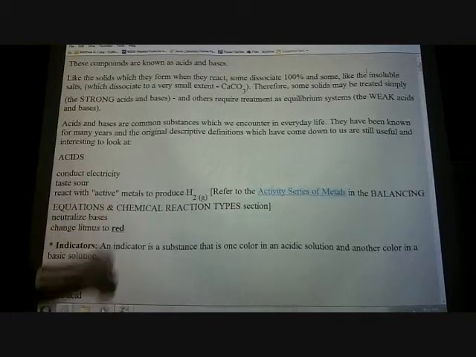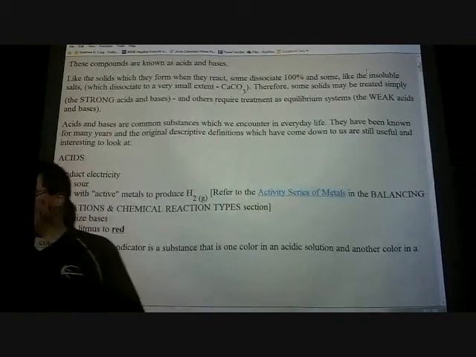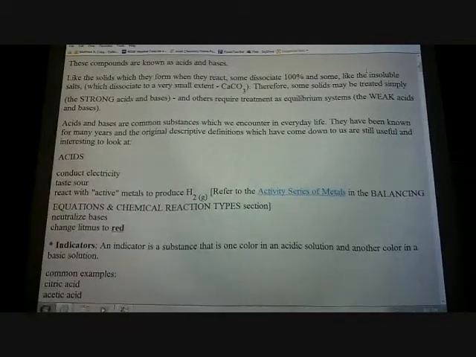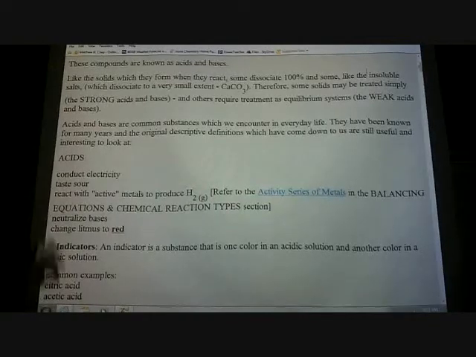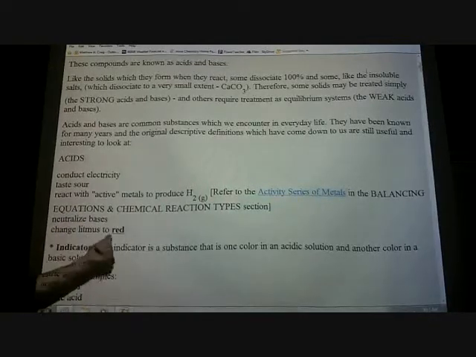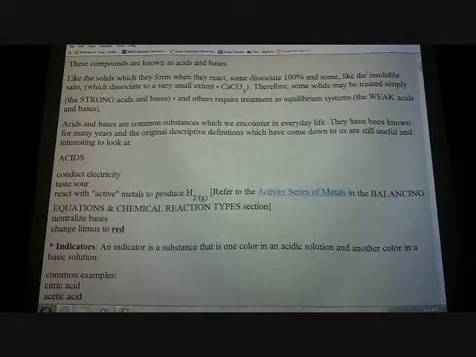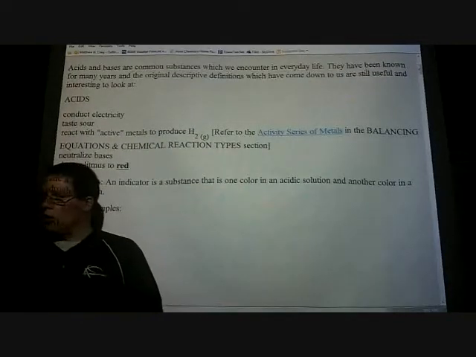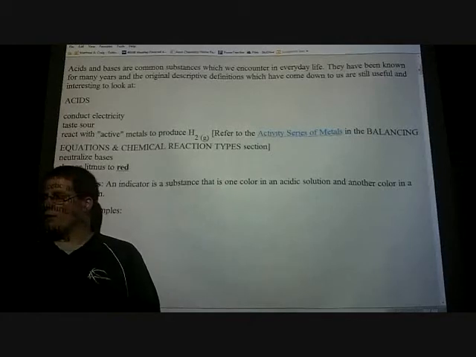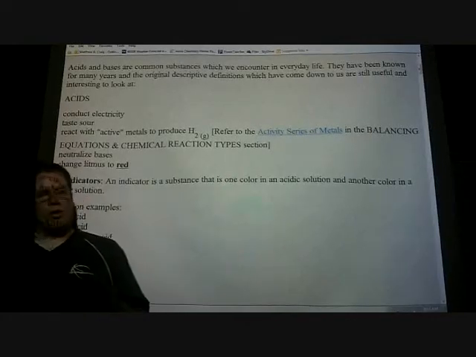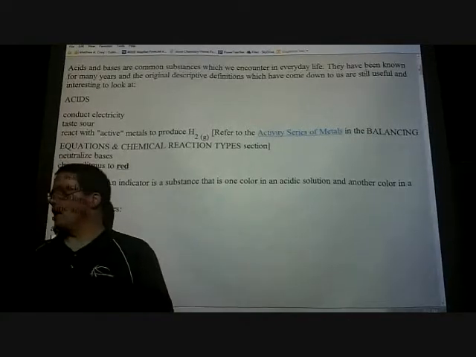They all react with active metals to produce hydrogen. And again, we're not going to get into that a whole lot this year. They neutralize bases. And if we had some litmus paper, if we dipped the litmus paper into the acids, it would turn the litmus paper red. Also, we could use some indicators, and I'll do a demo later on when we talk about a titration reaction. An indicator helps us to determine when we're at a certain pH.